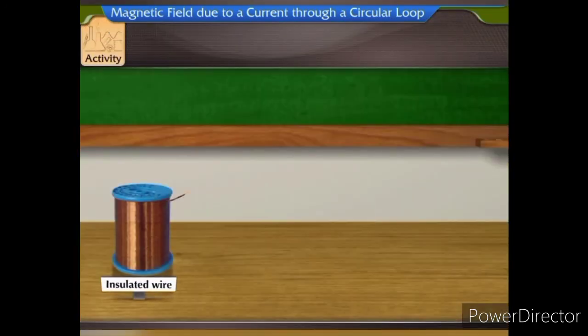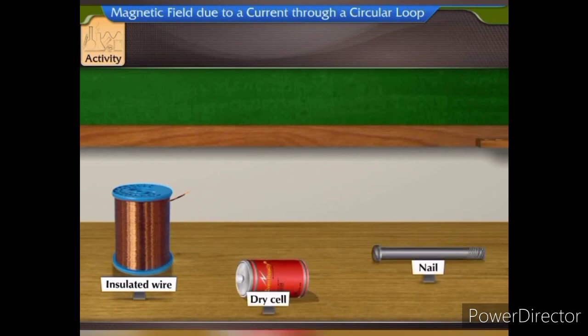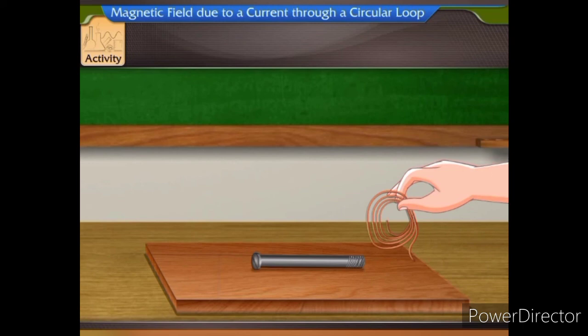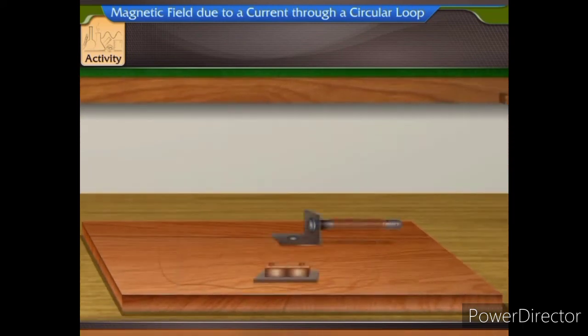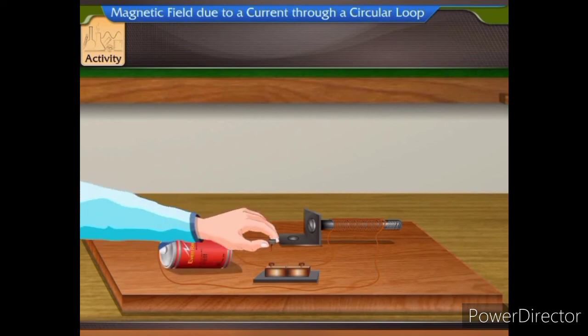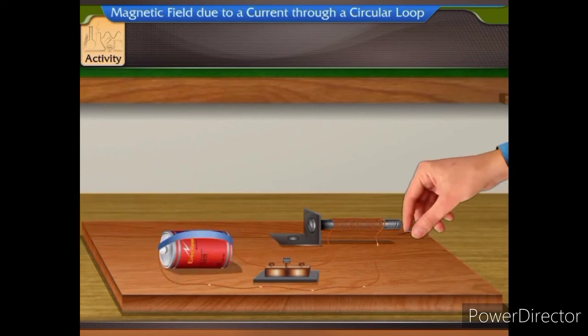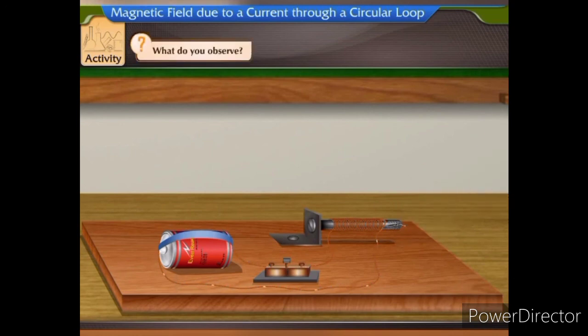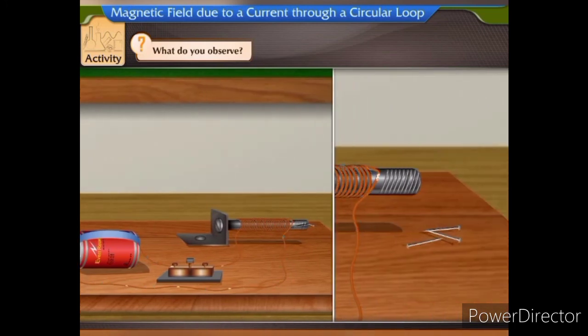Activity: take an insulated wire, a nail and a dry cell. Wind the insulated wire tightly around the nail in the form of a coil. Connect the free ends of the wire to the two terminals of the dry cell through plug key. Now, bring iron pins close to the nail. What do you observe? You will observe that the pins get attracted to the nail.